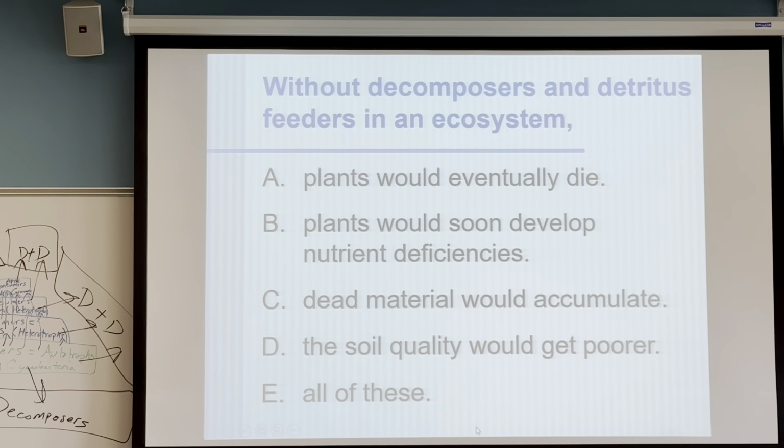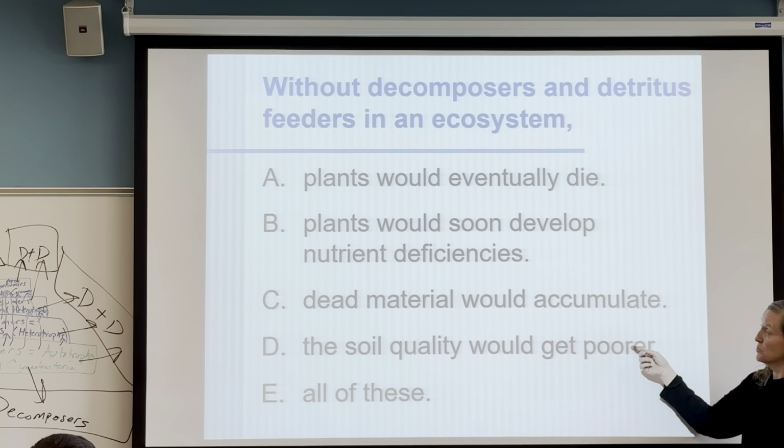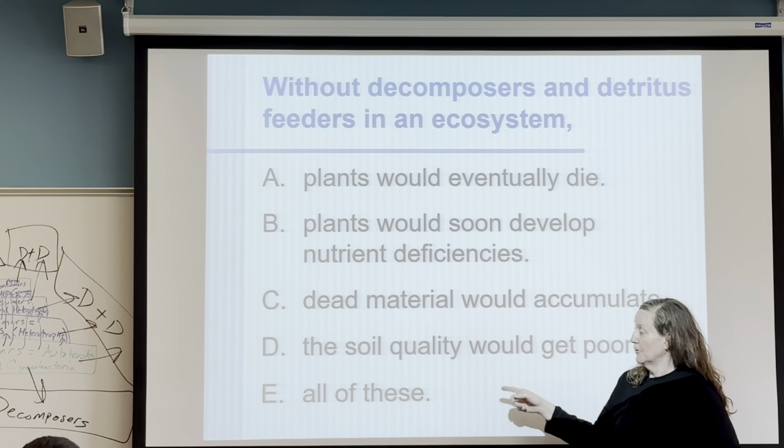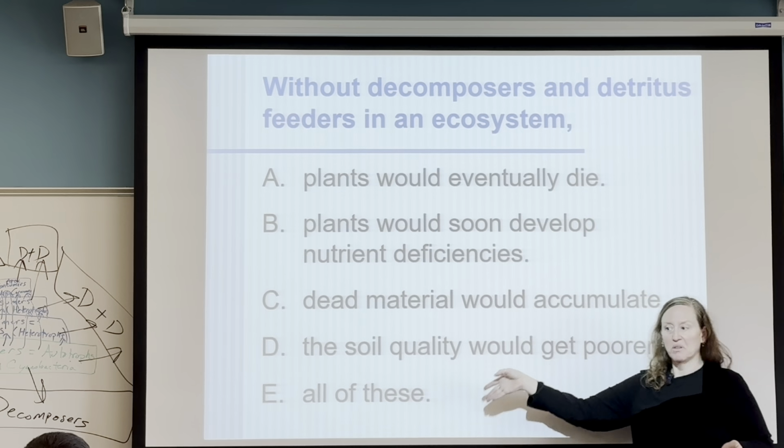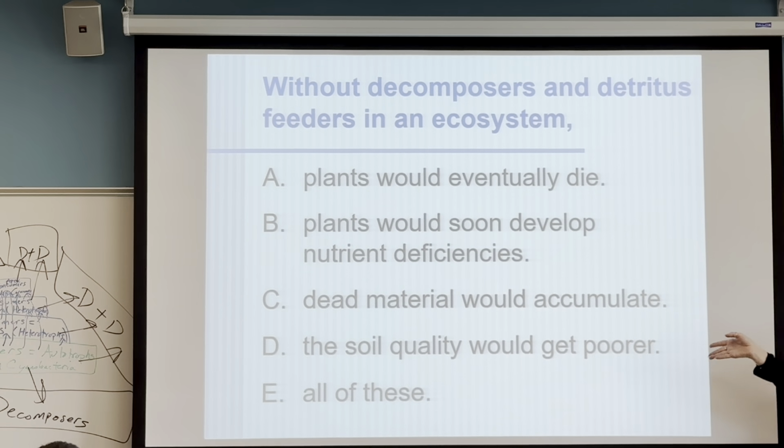Without decomposers and detritus feeders in an ecosystem, plants would eventually die. Plants would soon develop nutrient deficiencies. Oh, that sounds good too, right? Let's read on. Dead material would accumulate. Nobody's breaking it down. The soil quality would get poorer, right? That goes back to nutrients, all of the above. So a lot would go wrong if you didn't have your Ds or your D&Ds in an ecosystem.